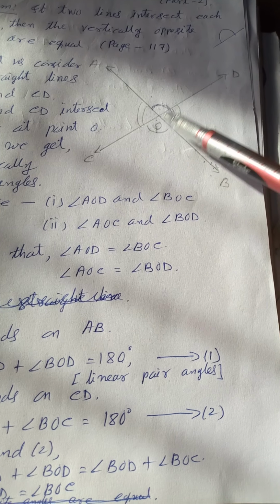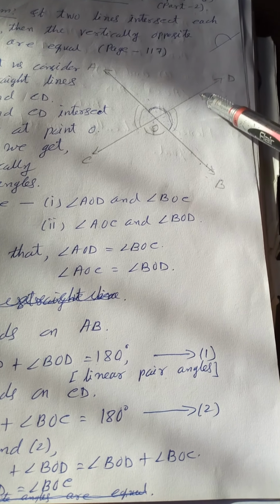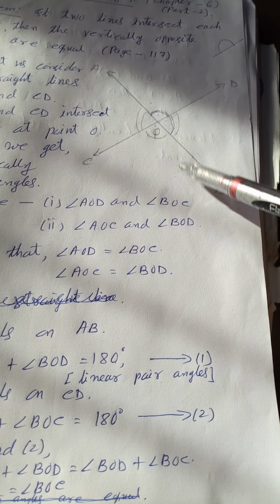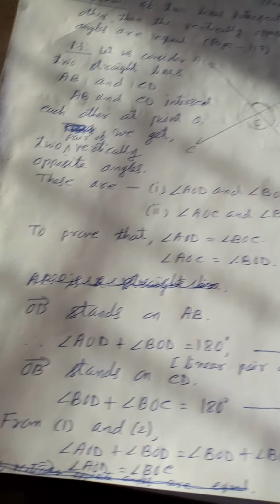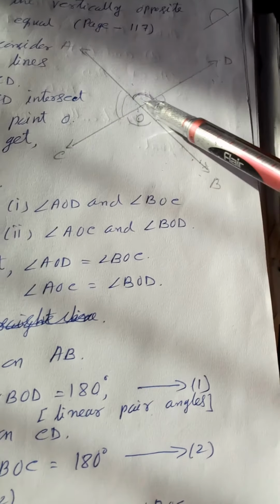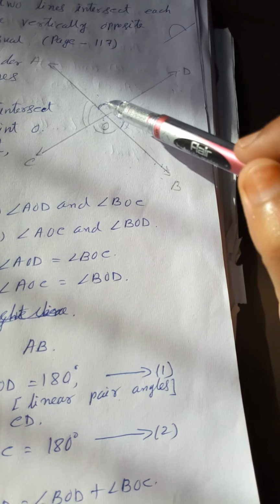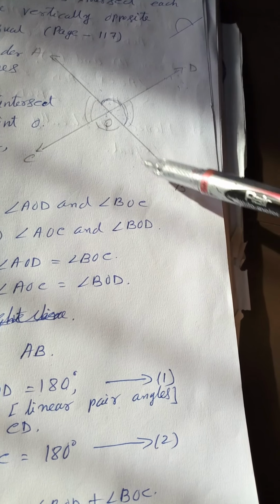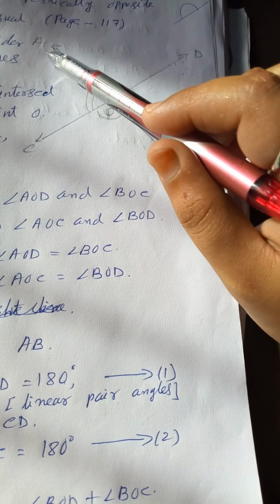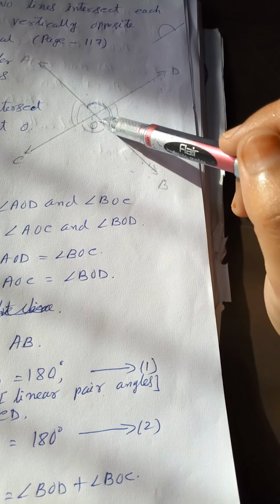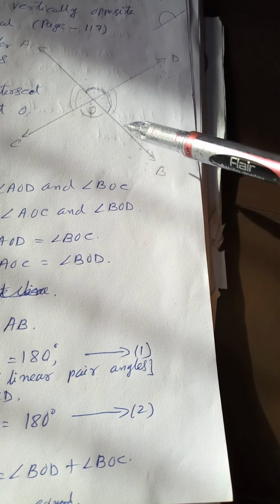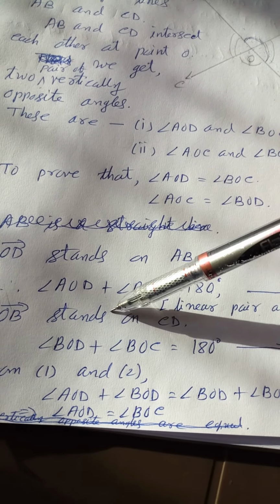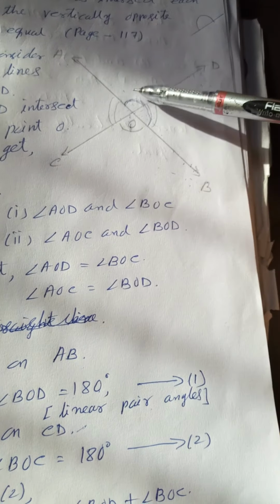After that, we can take another ray. You can take either side and it is correct. After OD, I take the next ray, OB. If you want to take OA, that is also correct. So first I take the OB ray. OB stands on the line CD. See, OB stands on CD, and the same condition is coming.